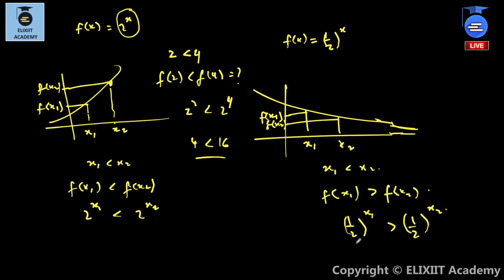You may verify this thing. Let's say 2 is less than 3. Is half square less than half to the power 3? Is half square less than half cube or more than half cube? Obviously, more than half cube. Half square is bigger. Half square means 1 by 4, and half cube means 1 by 8. 1 by 4 means 0.25 and 1 by 8 means 0.125.